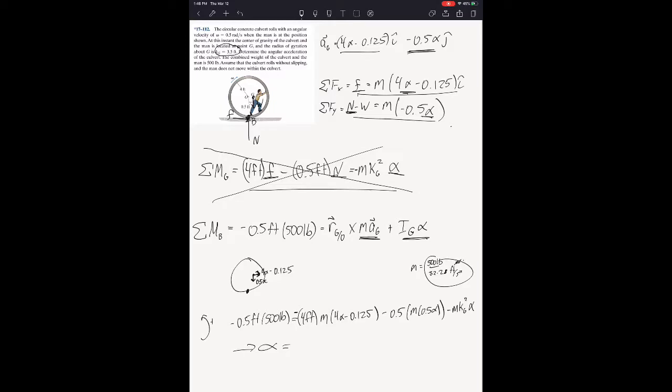500 divided by 32.2 times 4 alpha minus 0.125 minus 0.5 times 500 divided by 32.2 times 0.5 alpha minus 500 divided by 32.2 times 3.5 feet, which is kg, squared, times alpha, and I'll be solving for alpha. I'm going to check my equation before I get too far along in this.